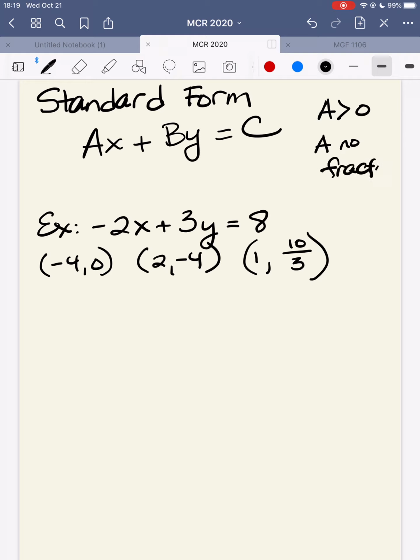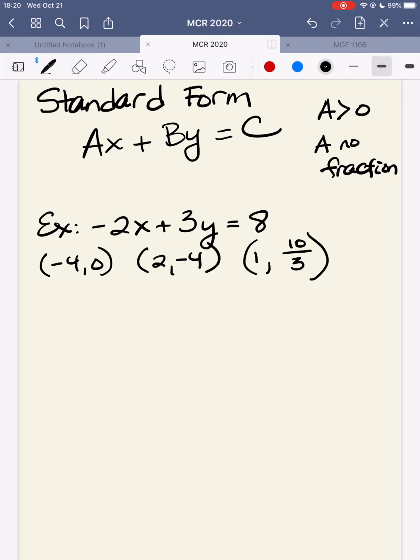Okay, that's a standard form. Now you will see some equations that come up in here or in the textbook that do not follow these, but please understand those are not exactly standard form, but we will work with them as they are. But standard form has rules for a. That means a has to be non-negative and not a fraction.